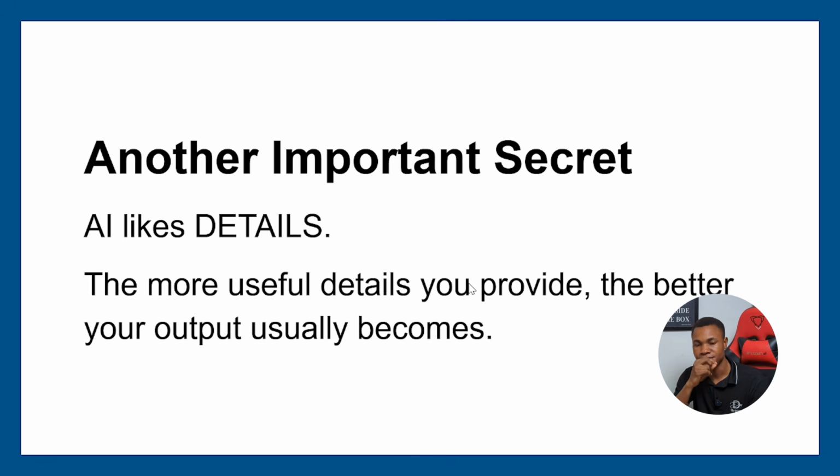Now note something. I said AI likes clarity. That's the first thing I said. The second thing I'm saying, very important, is AI likes details. The more useful details you provide, the better the result you're going to get. Is that okay? Now, what are the details I'm talking about?